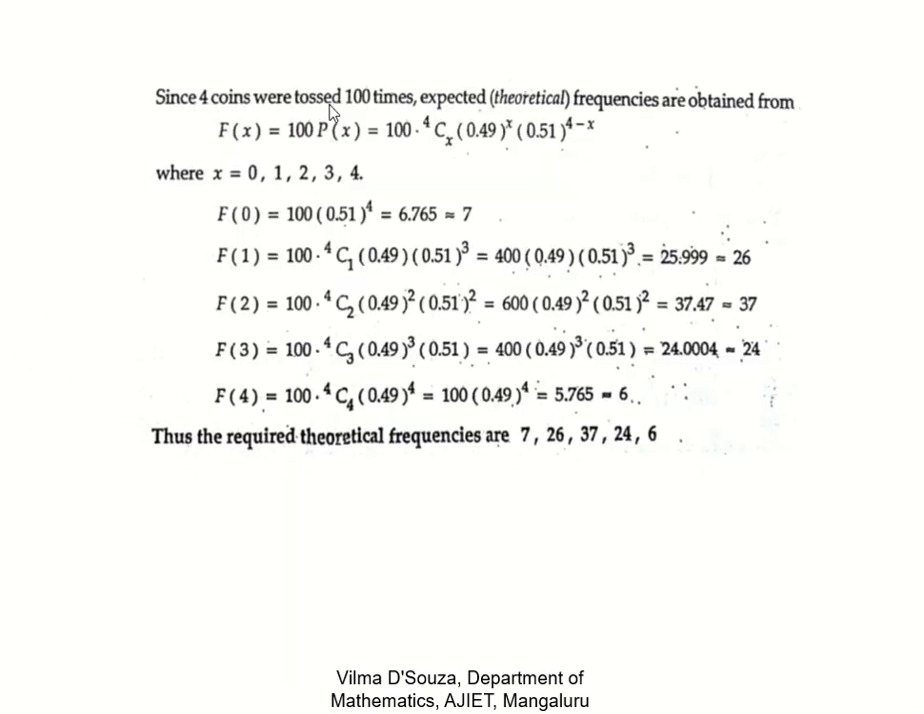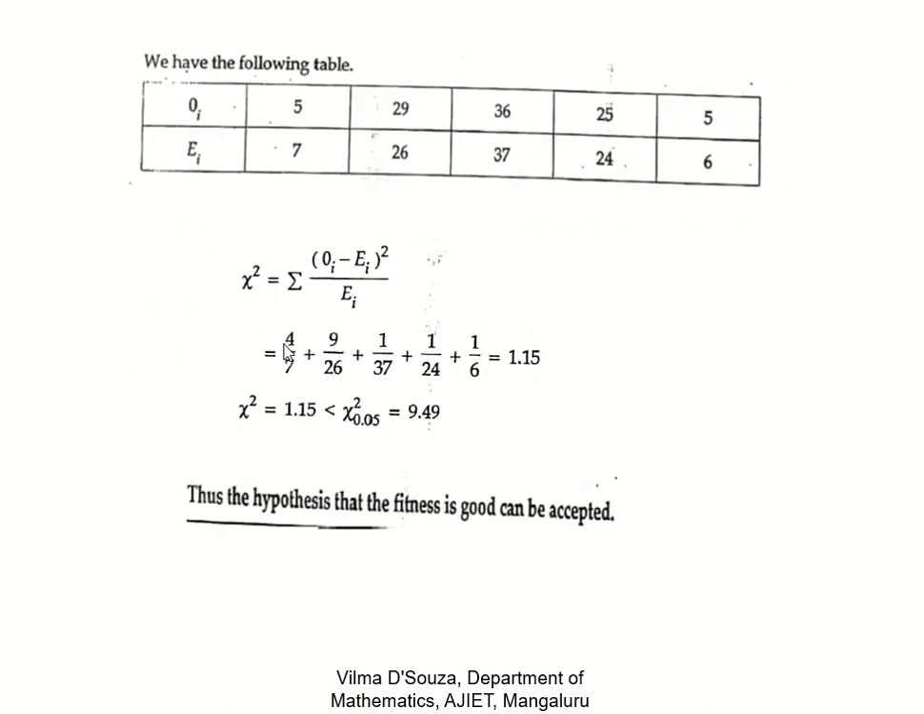So this is how you fit the binomial distribution. Now you test whether the binomial distribution can be fitted to the data. Okay, goodness of fit, and you agree with the hypothesis that the fitness is good, it can be accepted. The binomial fit for the given distribution is accepted as good fitness.